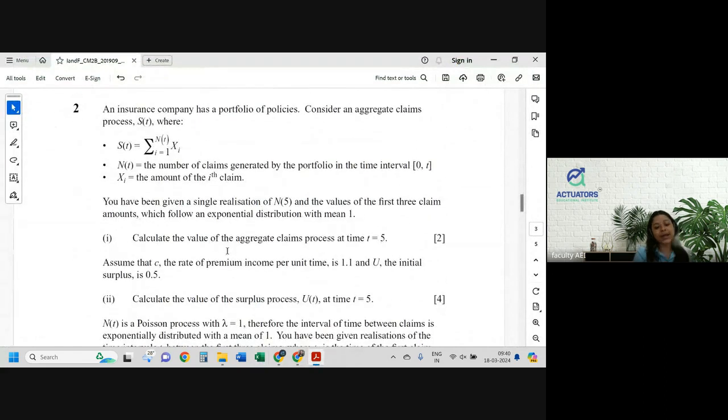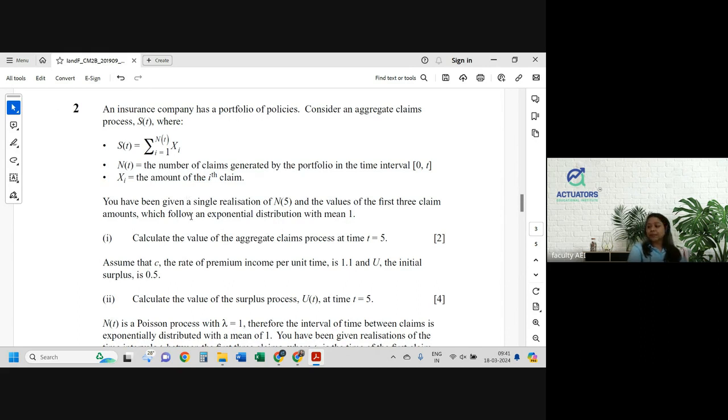Next question: an insurance company has a portfolio of policies. Consider an aggregate claim process, ST, where ST is the summation of i from 1 to NT, Xi. So NT is the number of claims generated by the portfolio in the time interval 0 to T. So NT is basically a Poisson, like the Poisson process we have done, the number of claims up till time T. Xi is the amount of the ith claim.